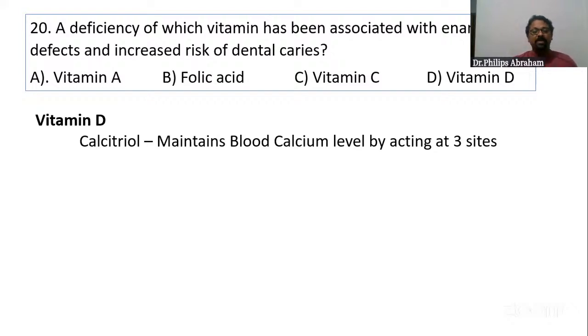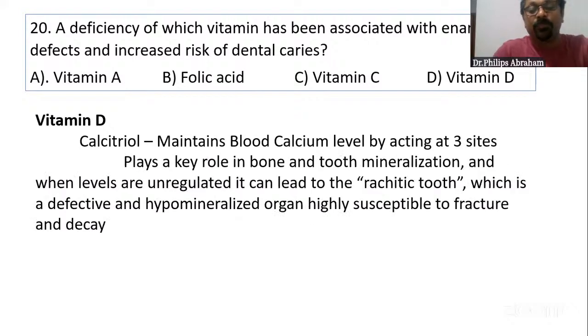Just now I said it maintains the blood calcium level. There are three hormones that maintain blood calcium, as I was telling just now: PTH, calcitonin, and calcitriol, by acting on three sites: on the bone, in the intestine for absorption, and reabsorption in the kidney. In this way, calcitriol tries to maintain the blood calcium level. It also plays a key role in bone and teeth mineralization. When the levels are unregulated, it can lead to rickets. That means a breakable tooth, which is a defective or hypomineralized organ, highly susceptible to fracture and decay.